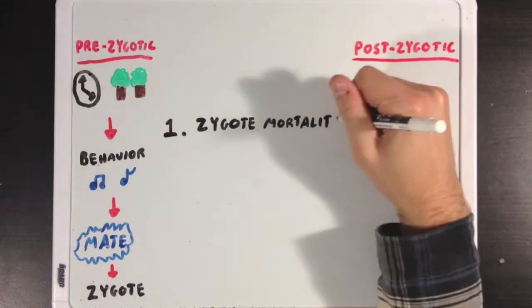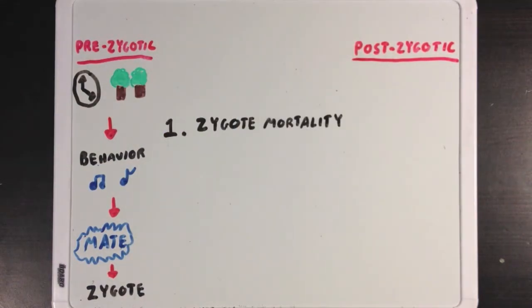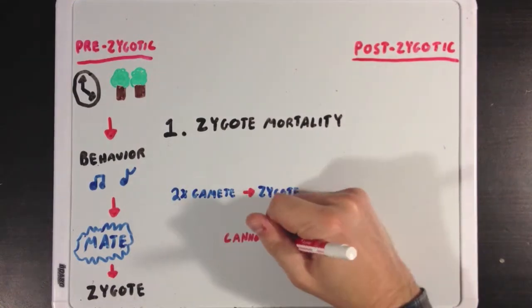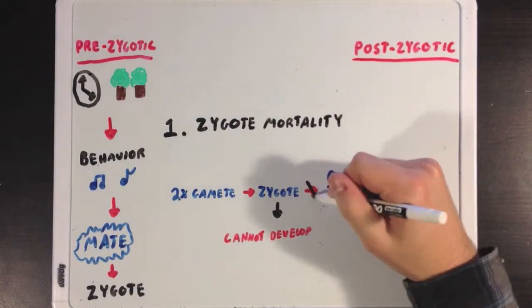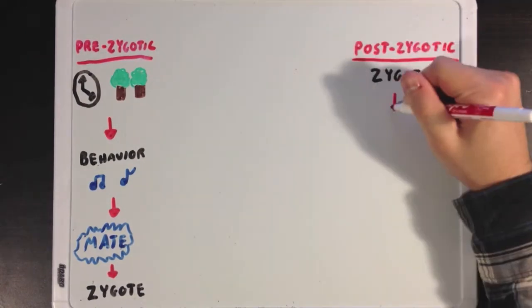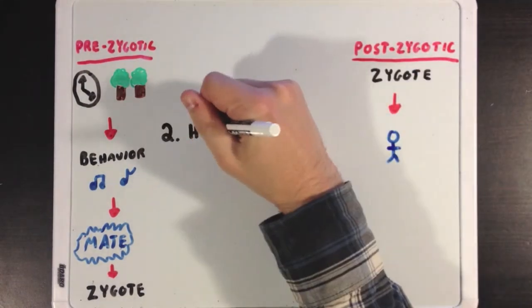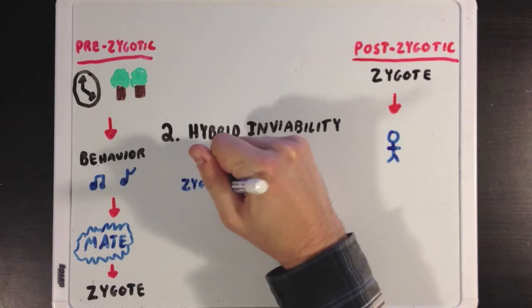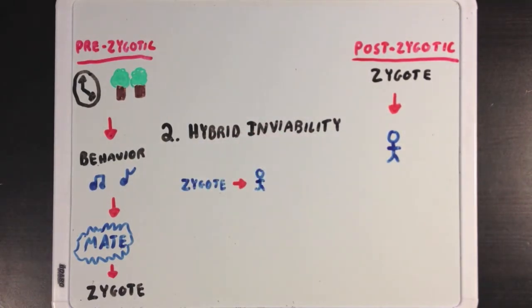And the first form is zygote mortality. And this occurs when, even if the two gametes from the two organisms can fuse successfully and form a zygote, that zygote would have a high mortality rate and be unable to develop into a mature offspring. Next, we have hybrid inviability, which occurs when a zygote is able to grow into a mature offspring, but that offspring will have a high mortality rate and won't be able to grow into a mature adult.